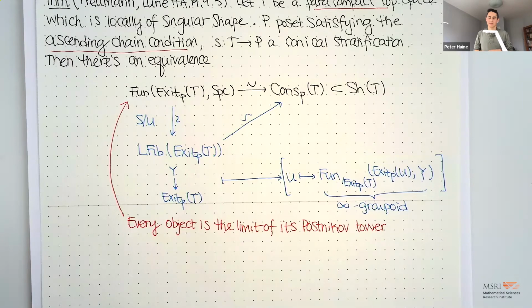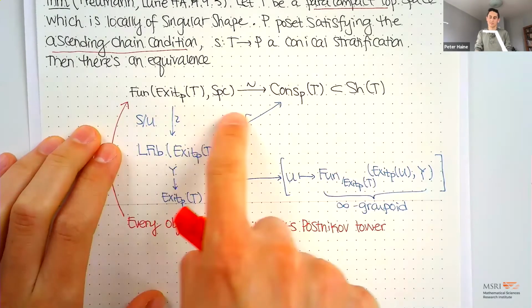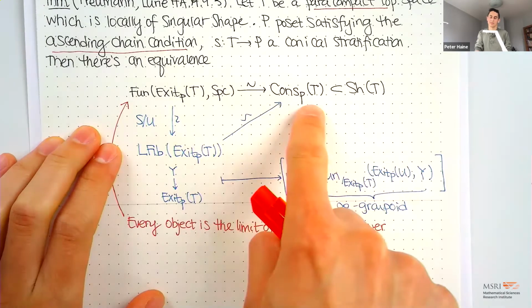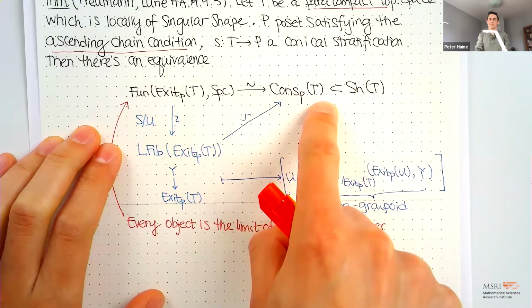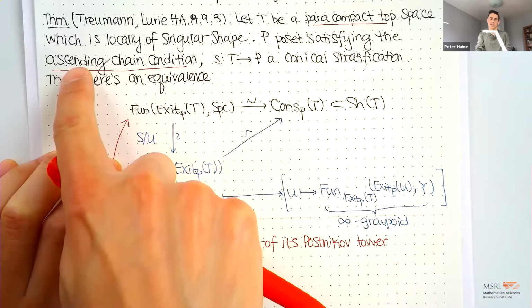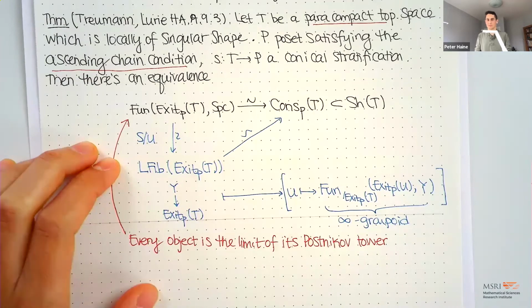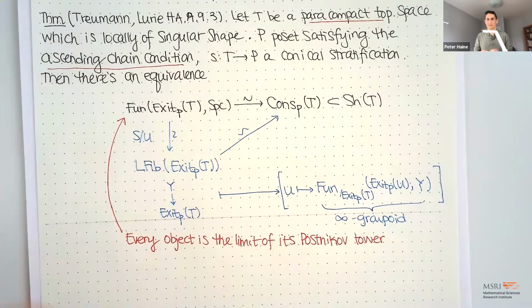So you need some conditions to guarantee that the constructible sheaves will always be the limits of their Postnikov tower. And essentially that's part of where this paracompactness and ascending chain condition comes in, to guarantee that the constructible sheaves will be the limit of their Postnikov tower.